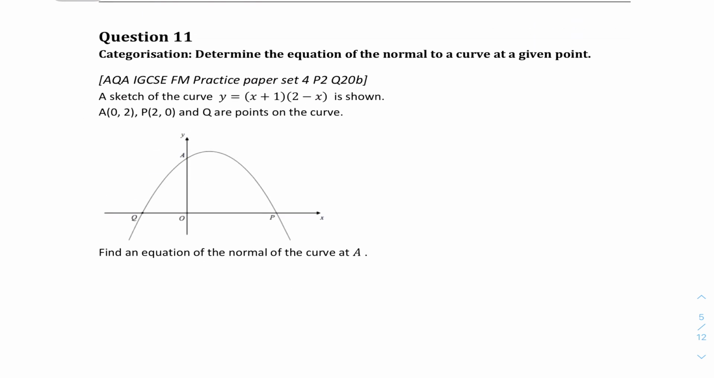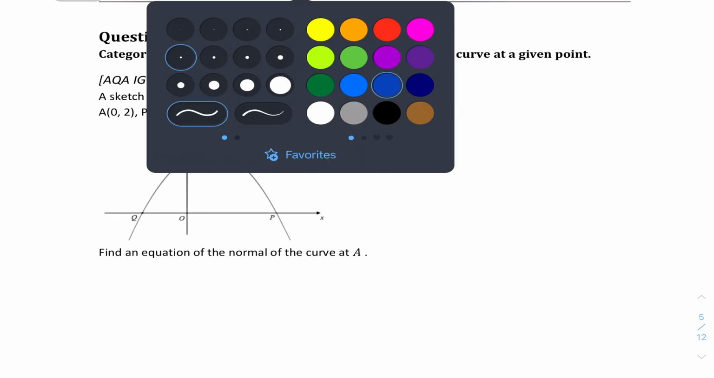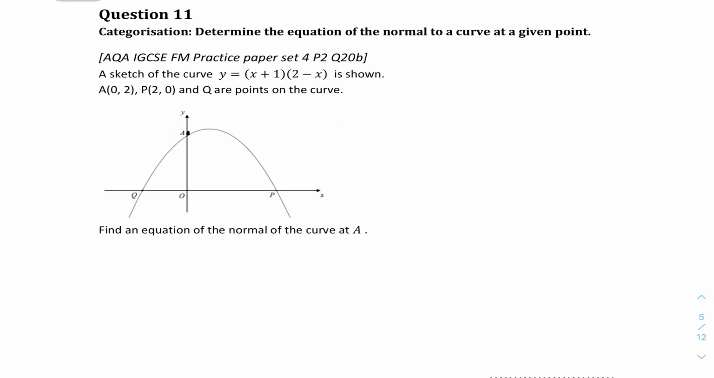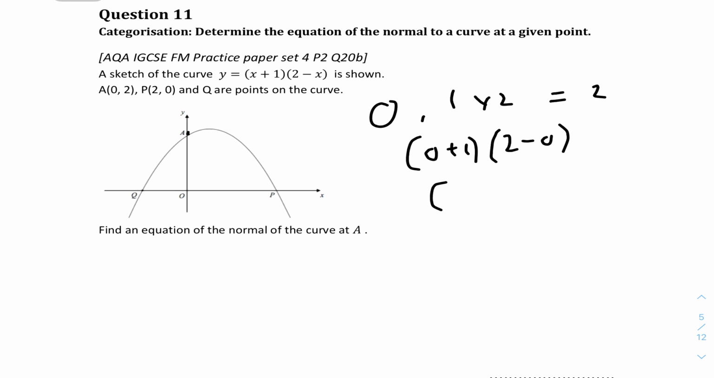So question 11, find the equation of the normal to the curve at A. So right here we have A. We can notice that A lies on the y-axis, which is when x equals 0. So we have to find the y value, which is just (0 plus 1) times (2 minus 0), so 1 times 2, which is just 2. So the point A is (0, 2).